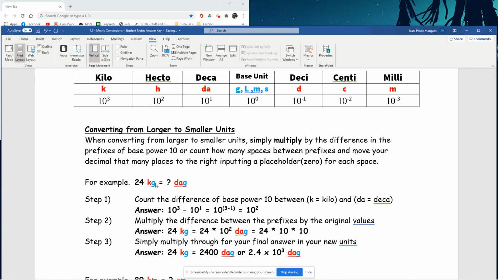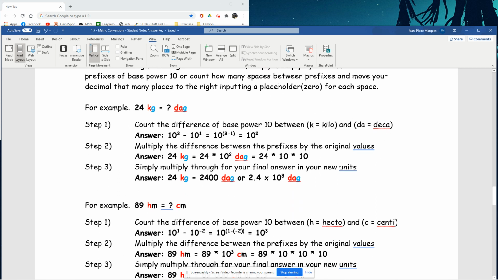Okay, so that's a much easier way to do it. Literally count how many jumps there are between your units, kilo and milli, for example, and then add a 0, or basically move your decimal 1 to the right for every jump. If I'm going from kilo to milli, I'm going to add 1, 2, 3, 4, 5, 6 zeros to my answer. Okay, so it's a much easier way to figure it out.